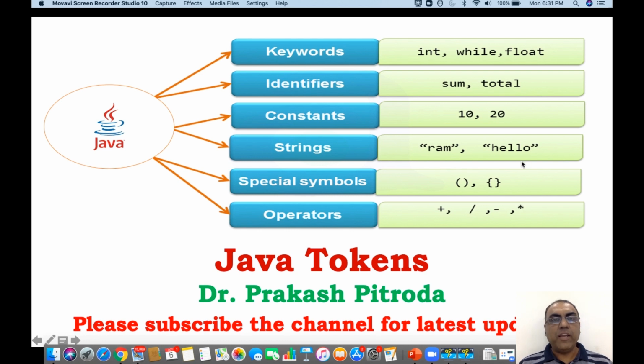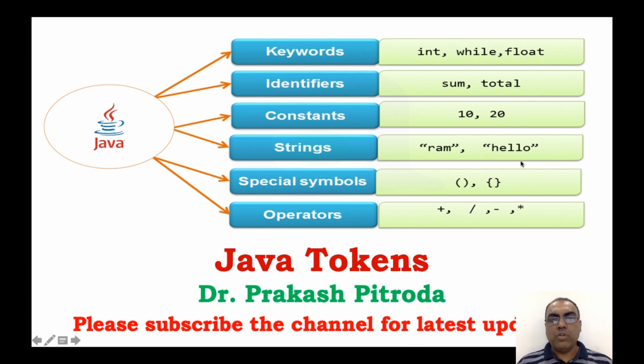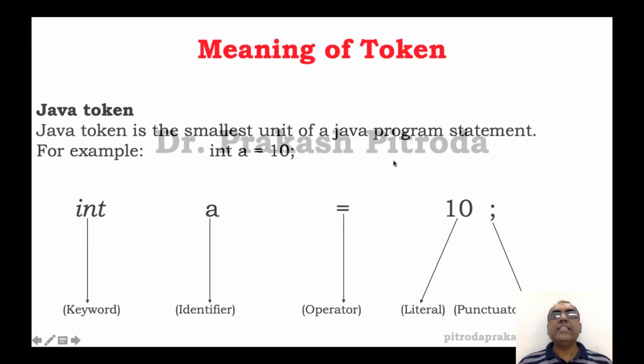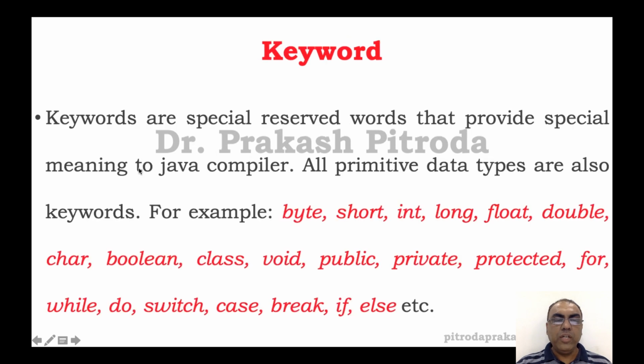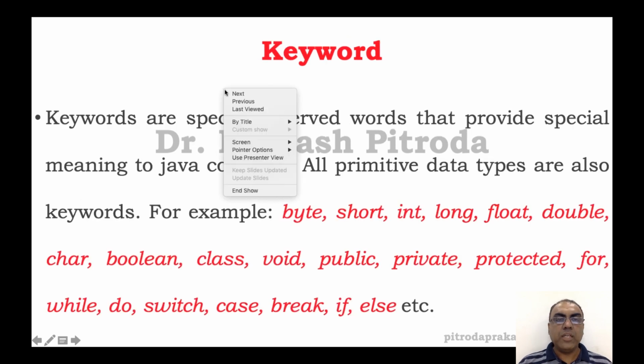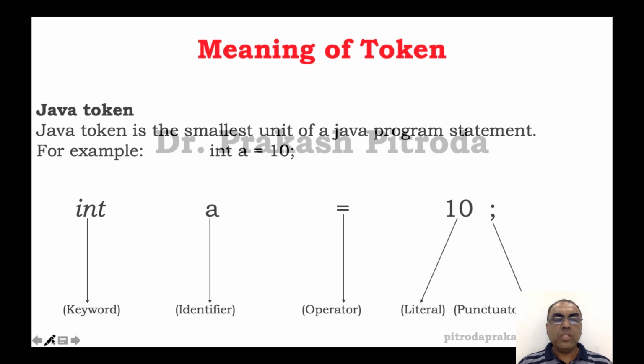Let's carry on with our Java token. So when I say a word token in Java, a token is nothing but the smallest unit of a Java statement. Smallest unit, sorry, my mistake. So a smallest unit of a Java statement.